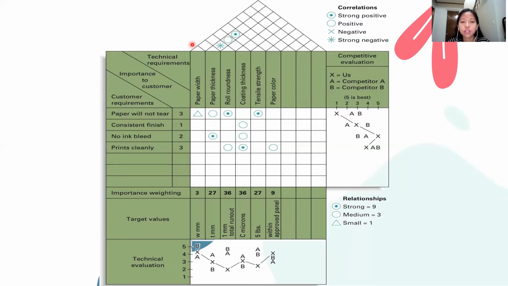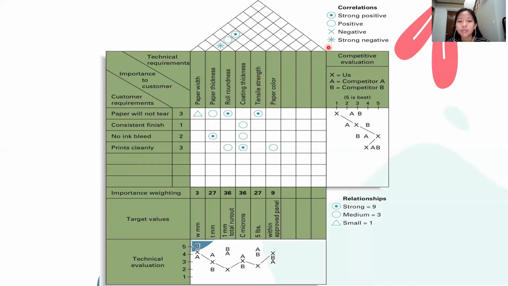Next, we proceed to this part. This part is called the correlational matrix. It is also called the roof of the matrix since it is in the topmost part of the matrix. There are 4 correlations. We have the strong positive, positive, negative, and strong negative. These correlations help the designers to know how the design requirements interact with each other.